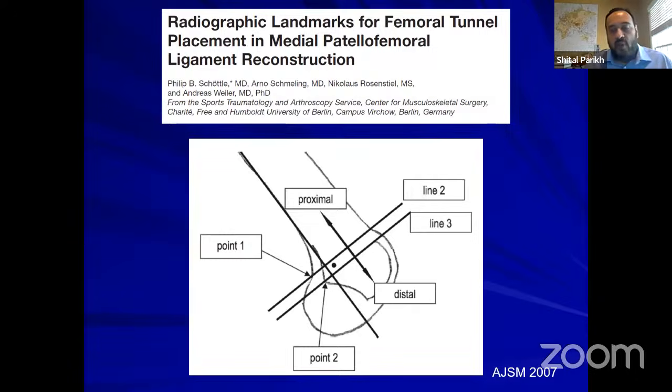Shital's point is the one that a lot of people would know about, and though it was a poorly done study because it was just 7 or 8 cadaver knees, so not a big number. Even then, this is one of the most frequently quoted papers when it comes to femoral tunnel positioning.